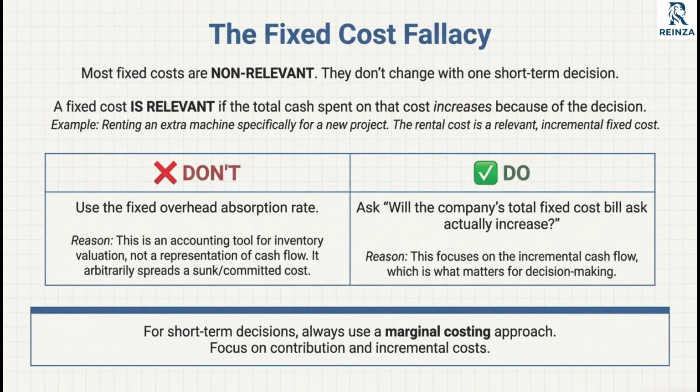For short-term decisions, always use a marginal costing approach. Focus on contribution and incremental costs. Fixed costs generally stay fixed, regardless of the decision. Exam tip. When you see fixed overhead per unit in a question, do not automatically include it. Ask yourself whether the total fixed costs will actually change. If not, exclude it from your analysis.